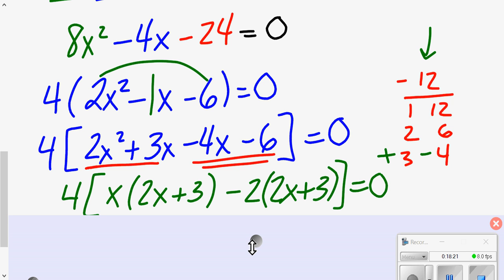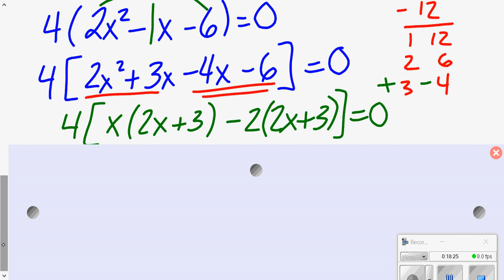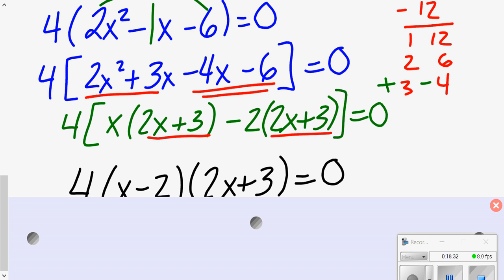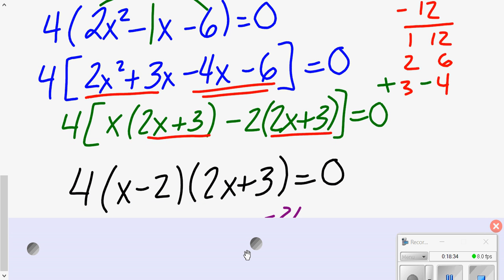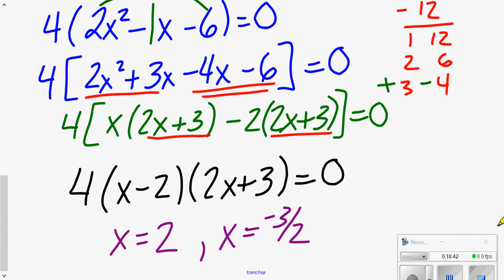Now I think we've got it factored, my friends. Both of these pieces have this common factor. So that's a factor, and then the leftovers are a factor. X minus 2 is my other guy. So 4 and x minus 2 and 2x plus 3. Set each factor equal to 0, and you're home free. That's a mega problem. This is a really long one.